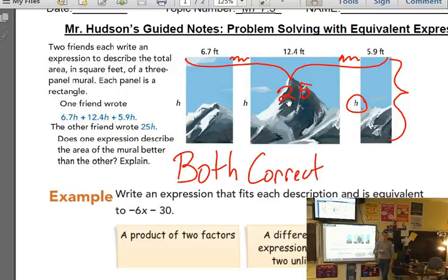Now, although they're both correct, which one is simpler? Xavier? Why? Because you don't have to add up anything. Yeah, there's less, right? It's simpler because there's less. So, even though they're both correct, the 25h is probably better because it's simpler. It's already been simplified. They've already done the addition. And the less work that you have to do, the better it is.